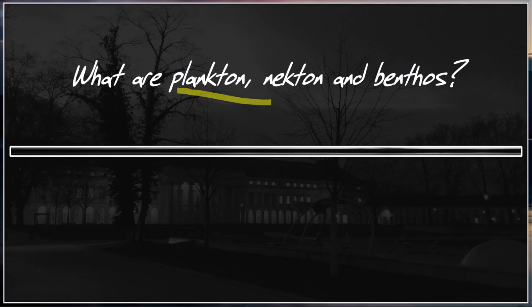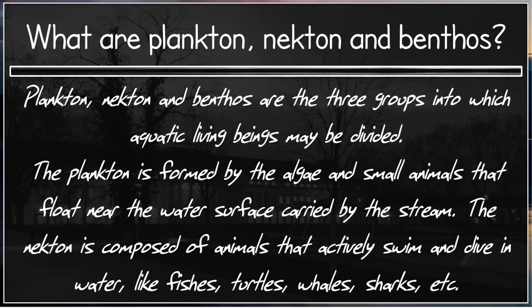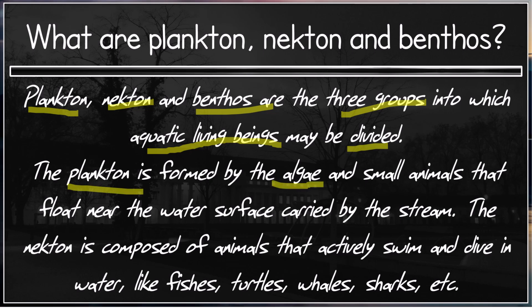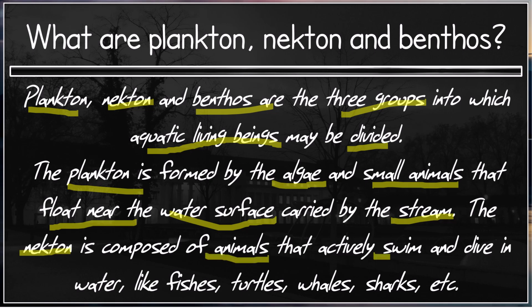What are plankton, nekton, and benthos? Plankton, nekton, and benthos are three groups into which aquatic living beings are divided. The plankton is formed by the algae and small animals that float near the water surface, carried by the stream. The nekton is composed of animals that actively swim and dive in the water, like fish, turtles, whales, sharks, etc.